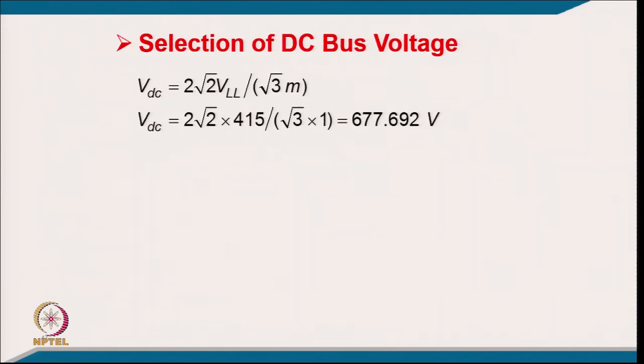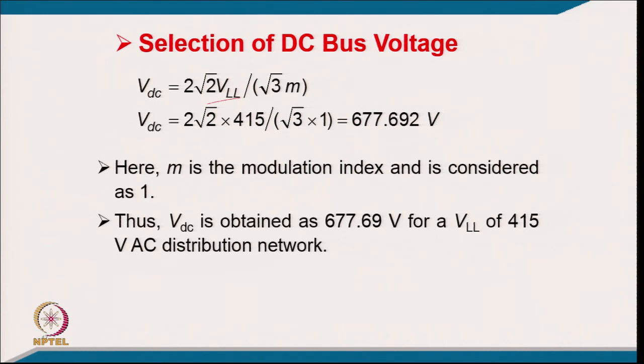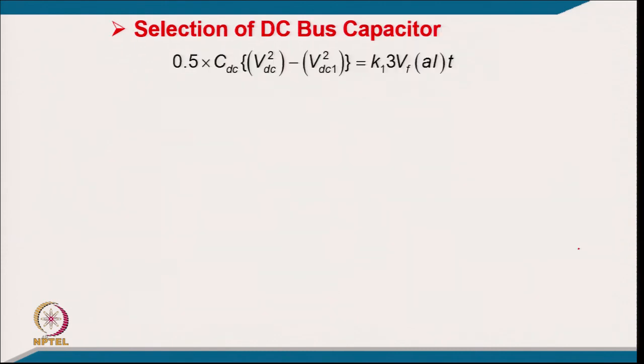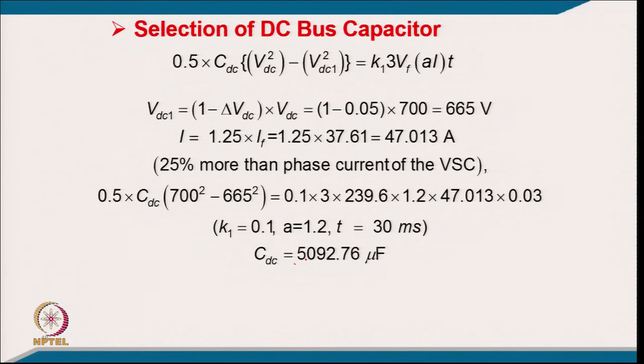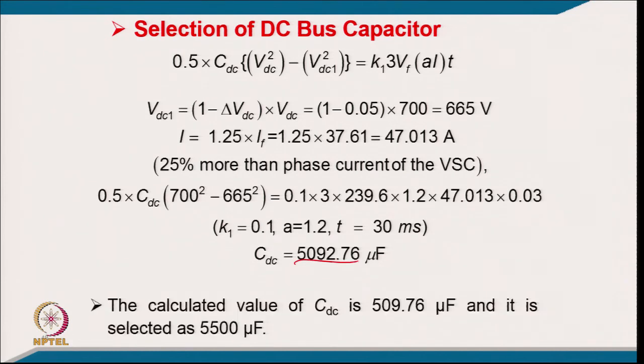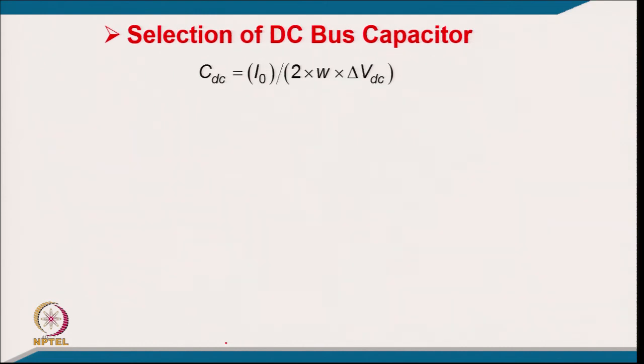And selection of DC link voltage, say 2 root 2 into VLL by root 3, so it comes 677.69, and here I have taken a modulation index of 1 and DC link voltage is calculated as 677.69 for 415 volt, and we select 700 volt. And the capacitor value from this dynamic equation, putting all the values, we get 5092.76 microfarad, and we select the next value, typically of the order of 5500 microfarad.